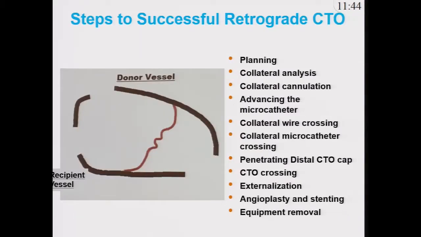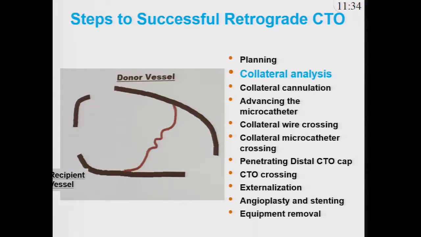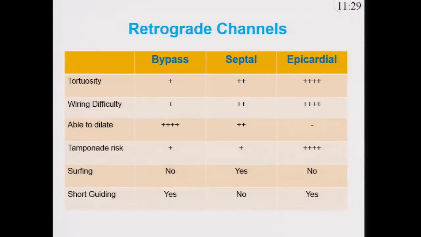So how do we plan to do this? I think if you follow an algorithm, you will be successful in a significant proportion of the patients. The first question is, how are the collaterals? You have to determine what type of collaterals you are going to use, whether there are bypass collaterals, septal collaterals, or epicardial collaterals. And depending on those, you will have different types of challenges.